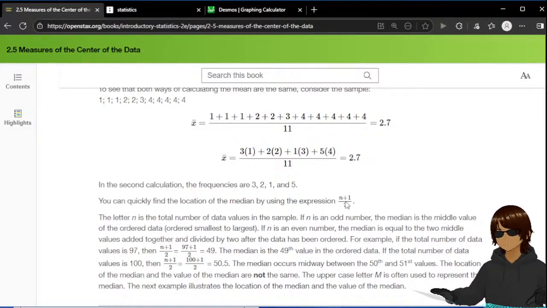Wait, how will this help us find the median? Do they mean the index? Will this help us find the index?